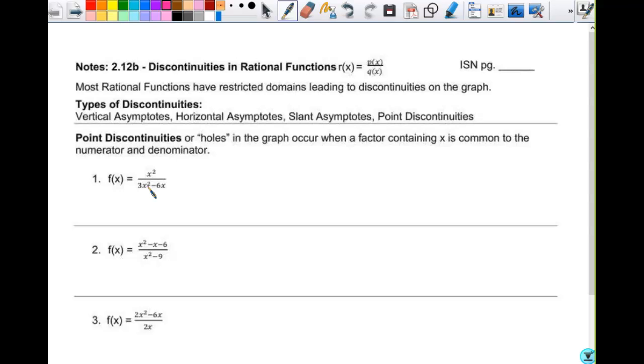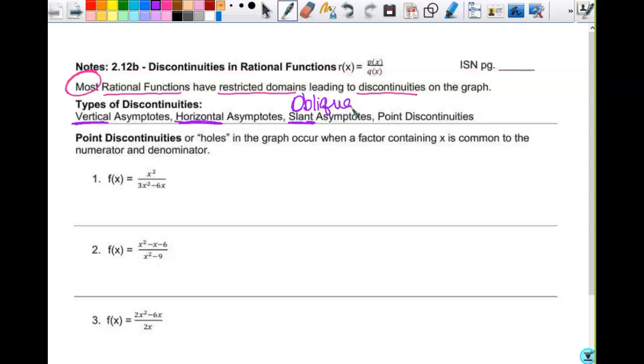So we're looking at discontinuities in rational functions. Most, not all, but most rational functions have restricted domains that lead to discontinuities. The types, most of which you should already be familiar with: we can have vertical asymptotes, which we've already talked about and found, horizontal asymptotes, and slant asymptotes, which can also be called oblique.